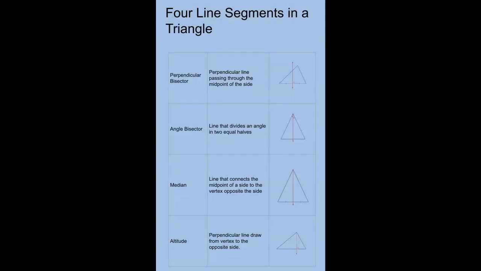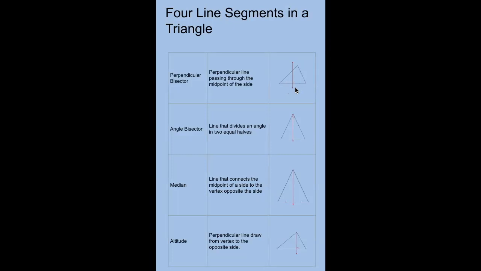The first one is called the perpendicular bisector. The definition is the perpendicular line passing through the midpoint of the side. If you look at the picture, where the line is intersecting the side perpendicularly, you can see a marking showing that the two sides on either side of that are congruent. That makes it the bisector. And the fact that it's hitting it at a right angle makes it perpendicular.